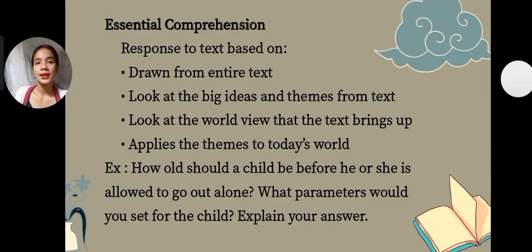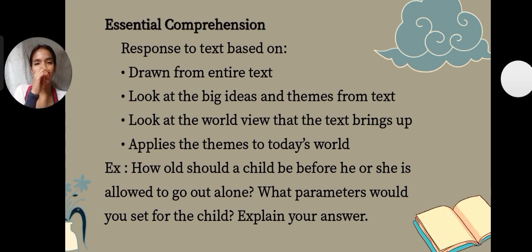So next is the essential comprehension. Response to text drawn from the entire text. Look at the big ideas and themes from the text. Look at the worldview that the text brings up and apply the themes to today's world. So here is the example. How old should a child be before he or she is allowed to go out alone? What parameters would you set for the child?